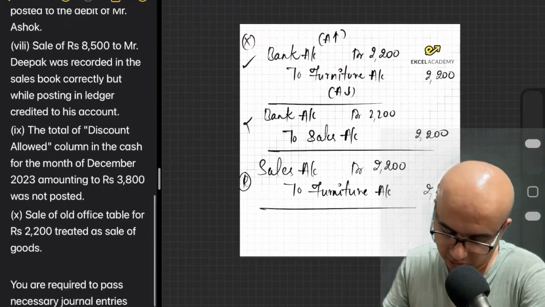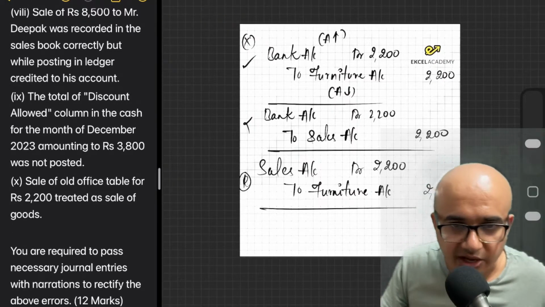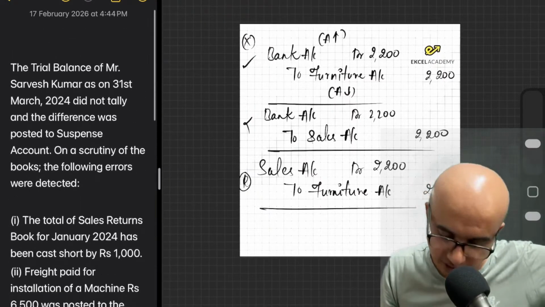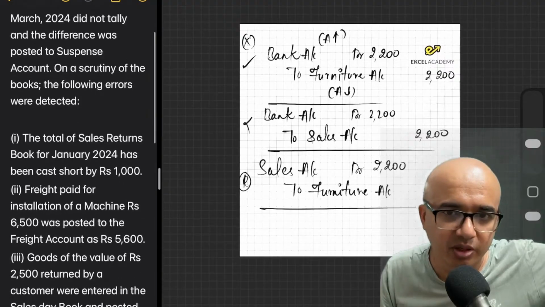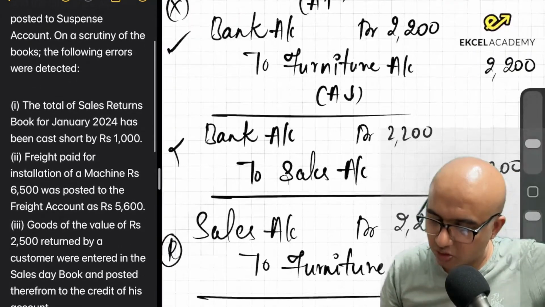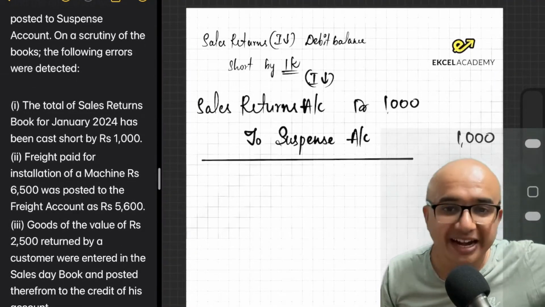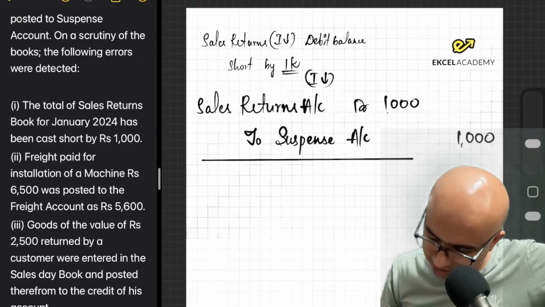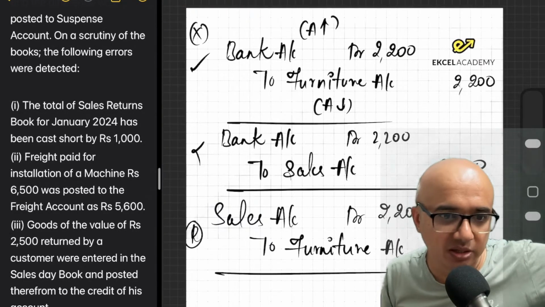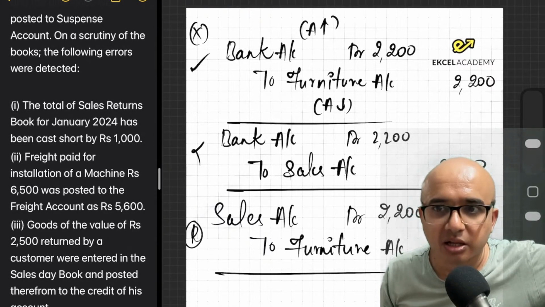You are required to pass necessary journal entries with narration. We don't need narration. So we don't even open the suspense account. You can do that later on your own. You have all the entries here. You can open the suspense account and check what the revised balance is as well. Let's move on to the next problem.